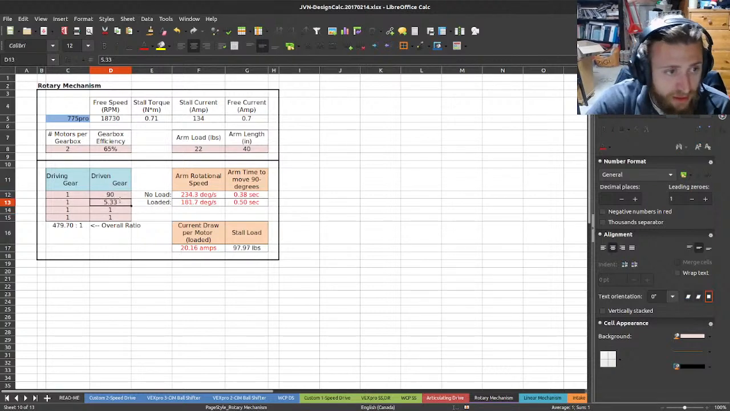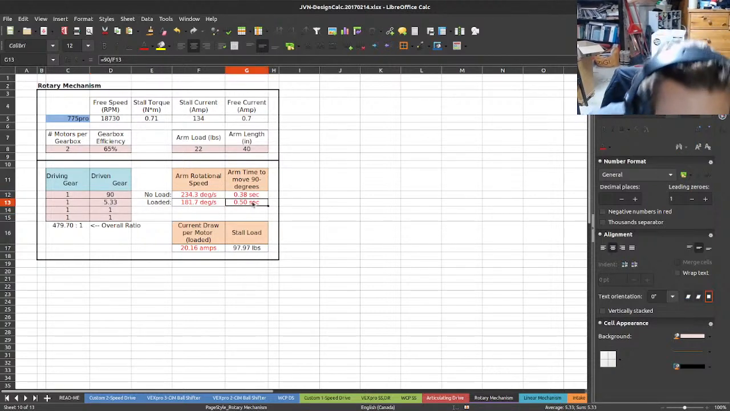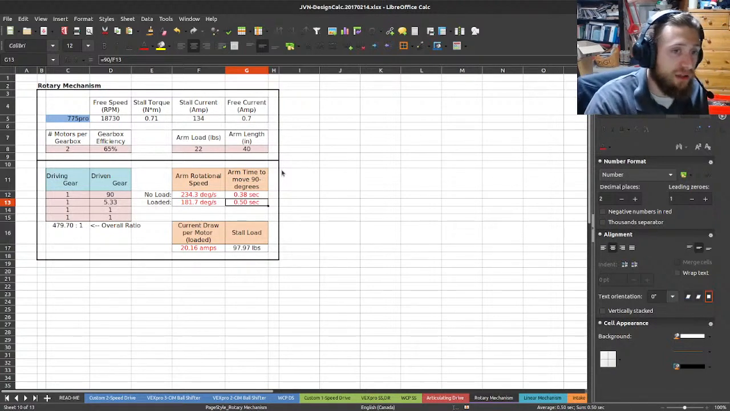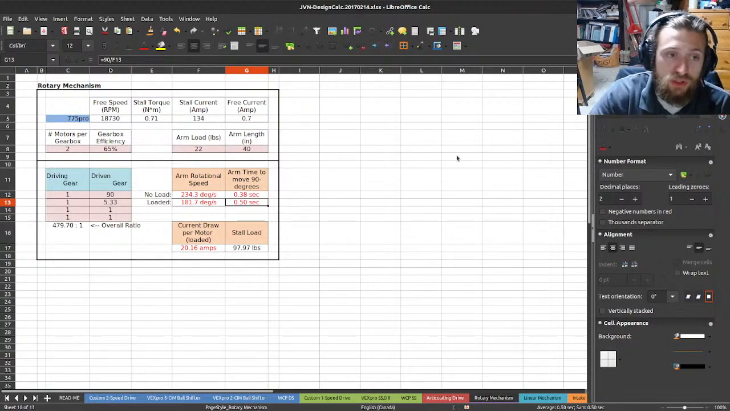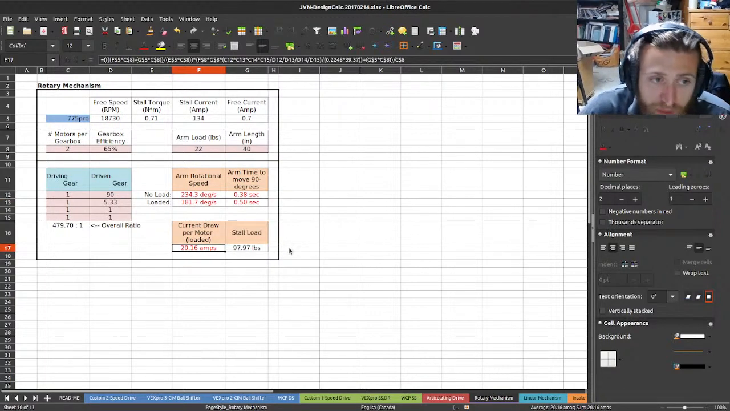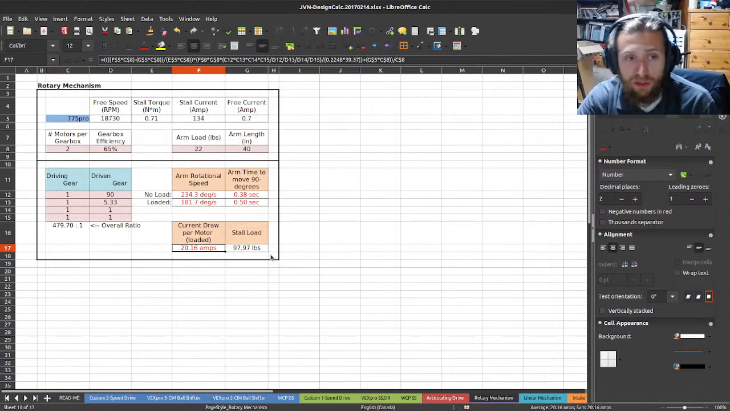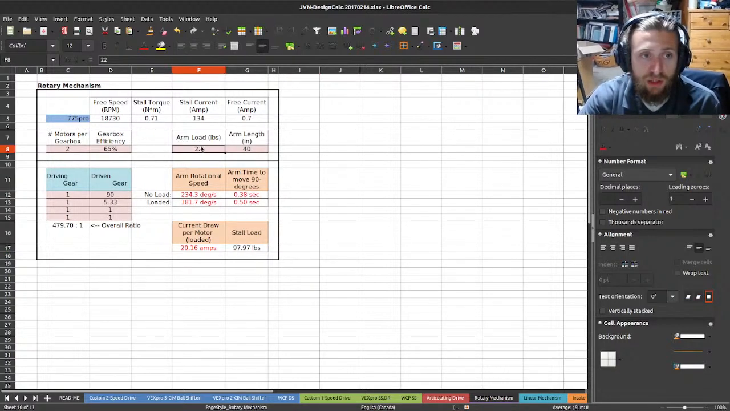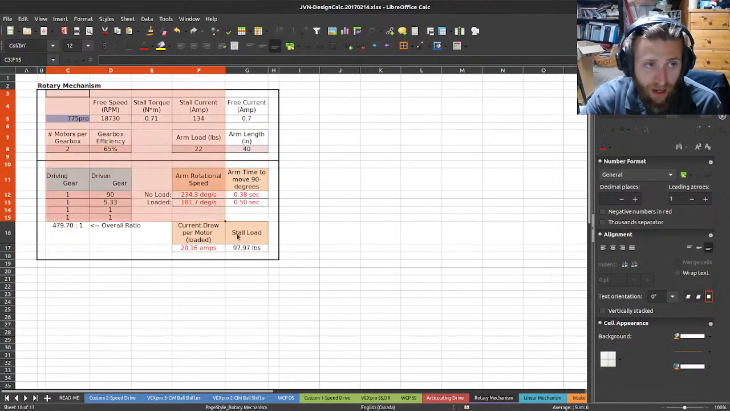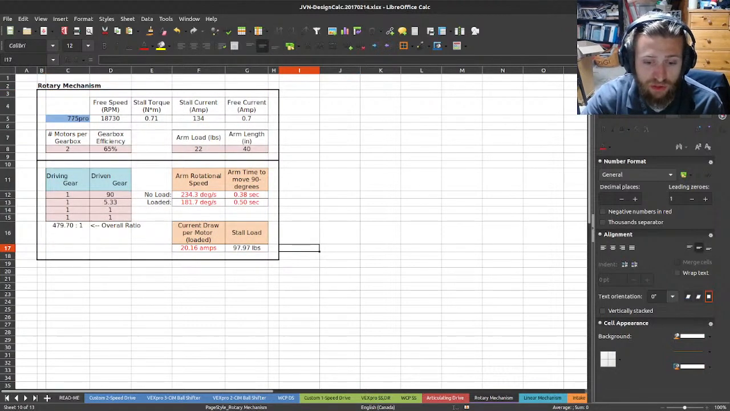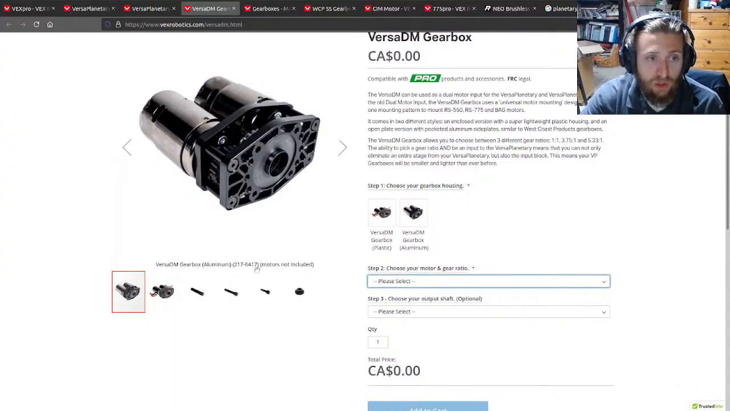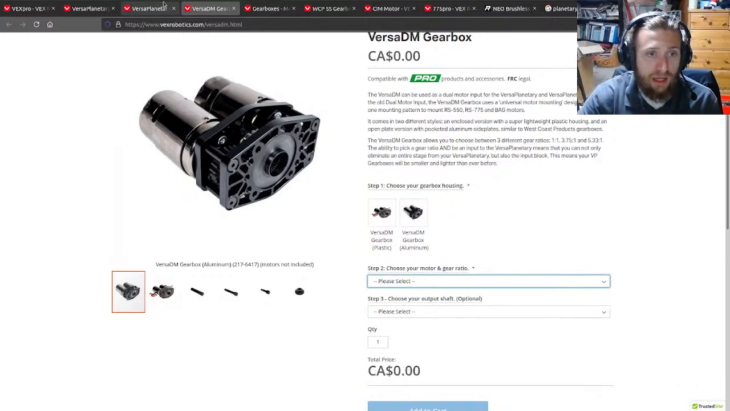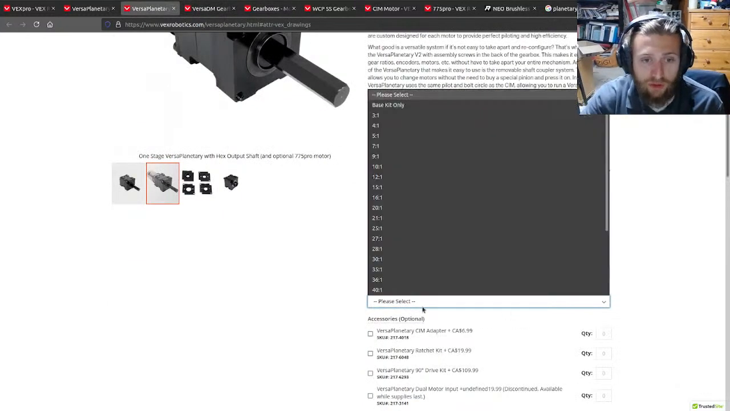5.33 and 90. So this is going to give us almost ideal acceleration and speed. It's going to give us pretty close to ideal current draw for what we were hoping for. The stall load is very nice, 98 pounds. This is pretty good. I'm happy with this. So with this configuration, what we're going to end up with is one of these guys with the 5.33 overall ratio and the Versaplanetary with the 90-to-1.